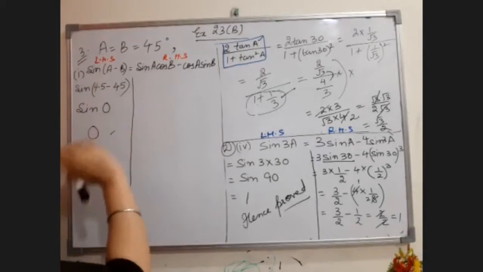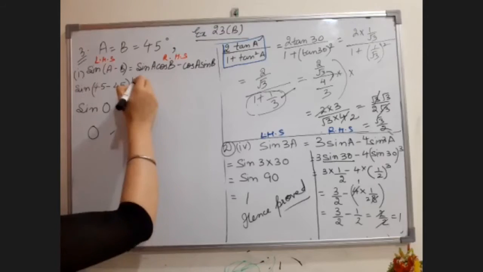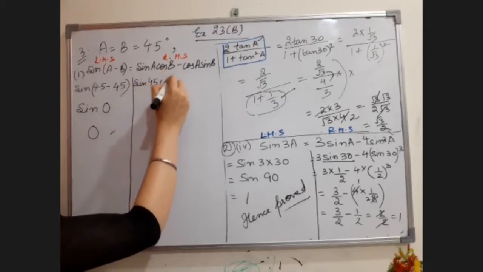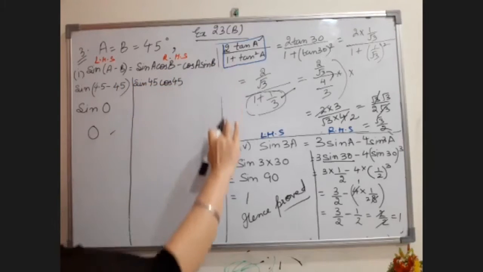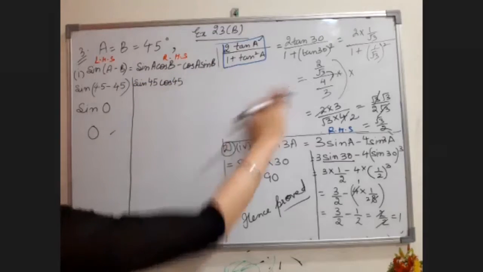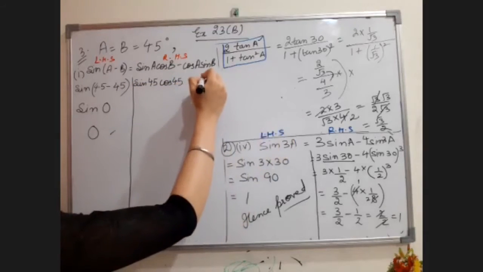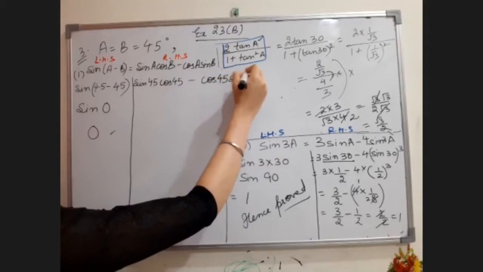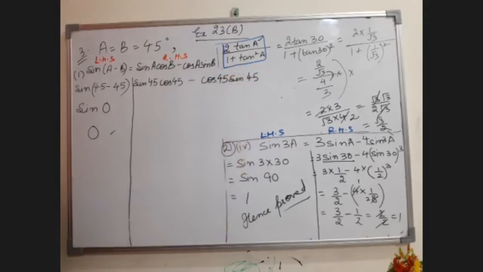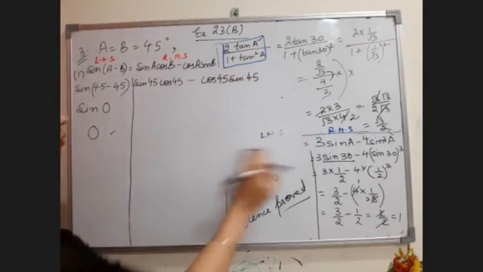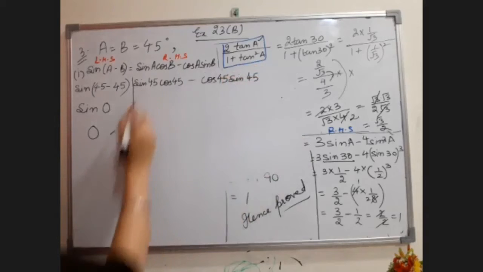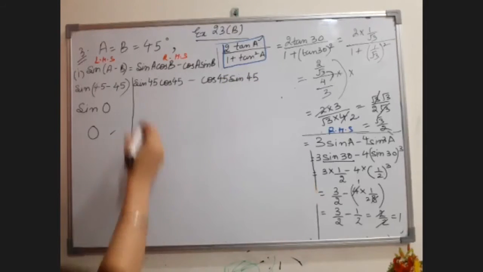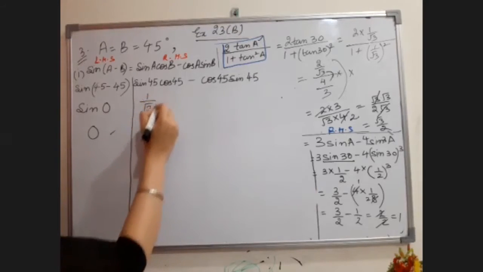Let's solve this side. Sin A, so sin A is sin 45. Cos B means cos 45, minus cos A means cos 45. With only substitution I am doing, in place of A and B, I am just writing 45 because that is the value which they have given. What is the value of sin 45? 1 by root 2.